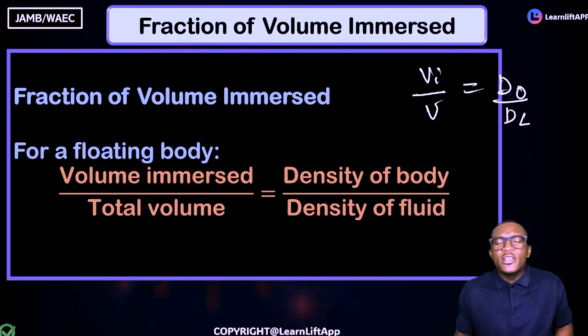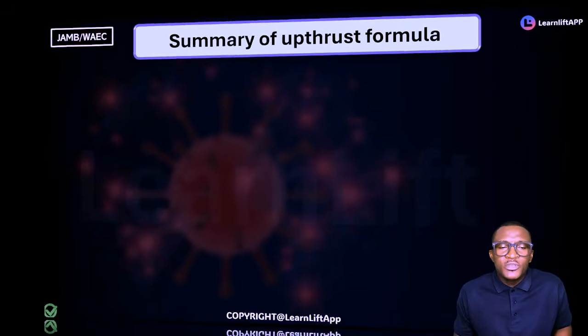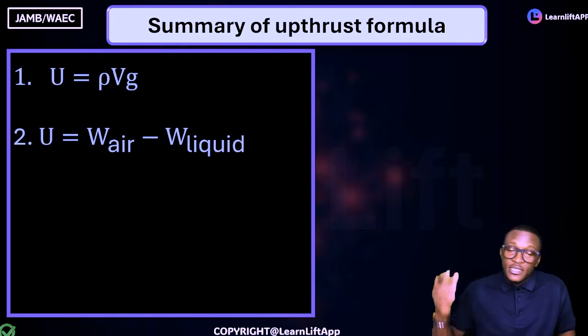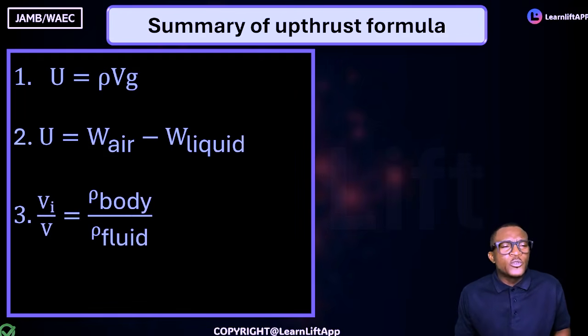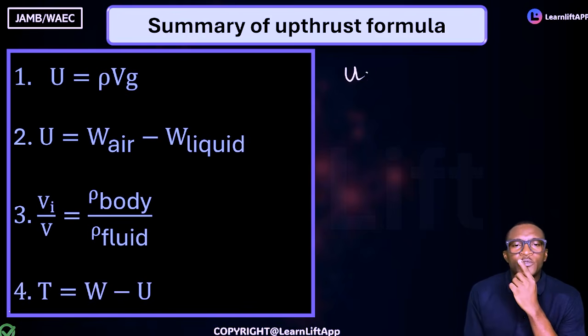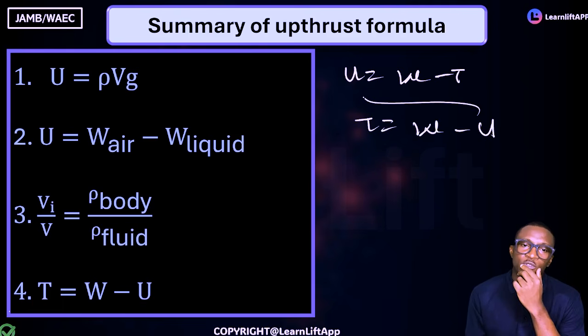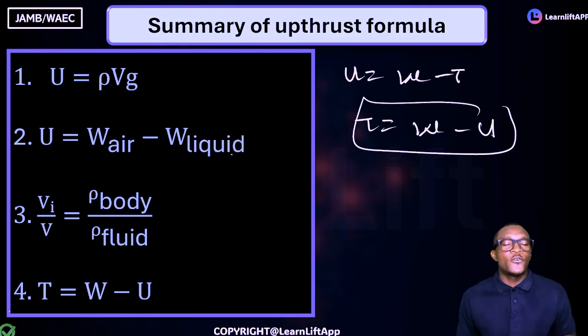Do you understand? So quickly now, let's summarize all the formulas we gave in this part. Number 1, upthrust is equal to density times volume times g. We also gave that upthrust is equal to weight in air minus weight in liquid. We also gave the formula that volume immersed over total volume is equal to density of the body over density of fluid. We are going to use number 3 very well as we move. And the fourth one, don't forget that upthrust is equal to weight minus tension. Therefore, tension is equal to weight minus upthrust. So it's still the same thing. These are the first four formulas.